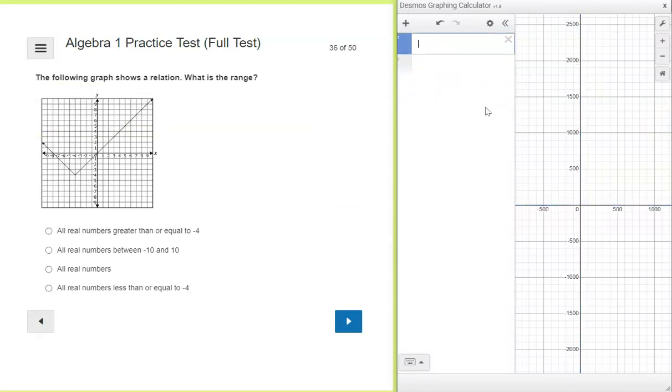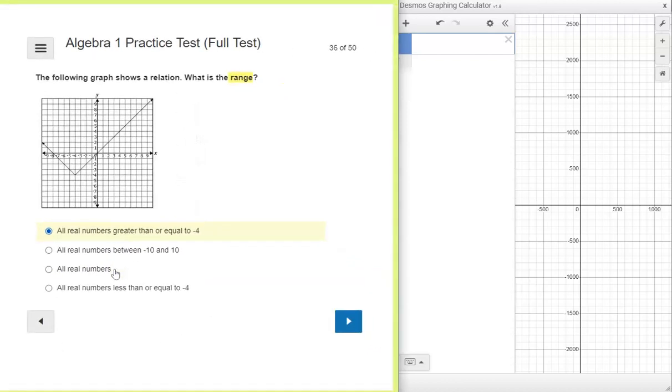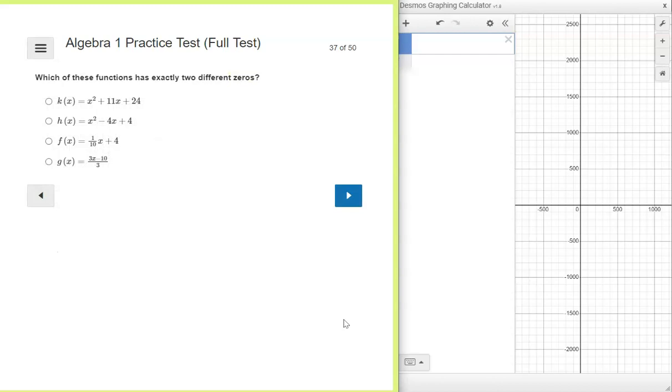The following graph shows a relation. What is the range? So the range is the y-axis. It looks like on the y-axis, it's at -4 right there, and it's going up. So it's all real numbers greater than or equal to -4. If this said domain, then it would be all real numbers because it's going to the left and to the right. But since it's saying range, I'm going to say all real numbers greater than or equal to -4.